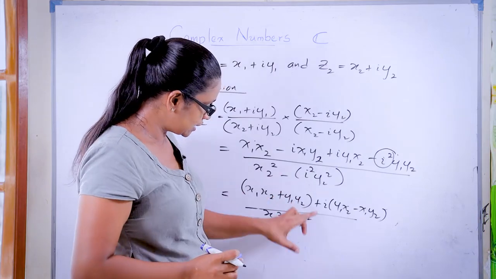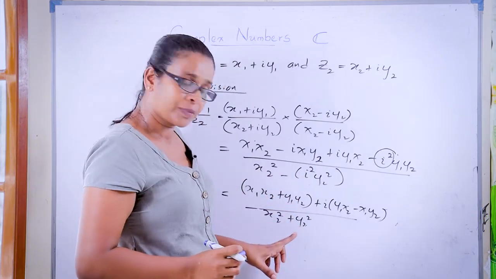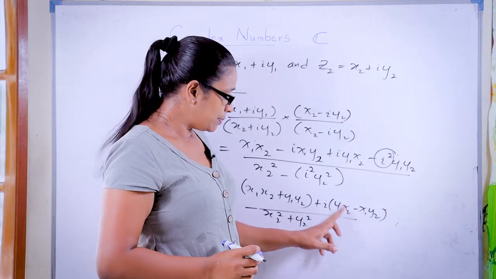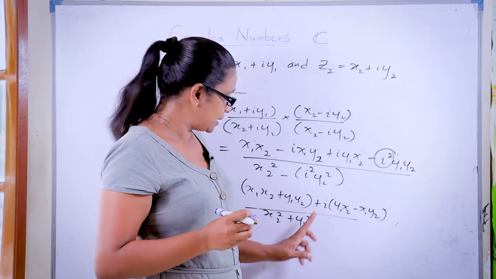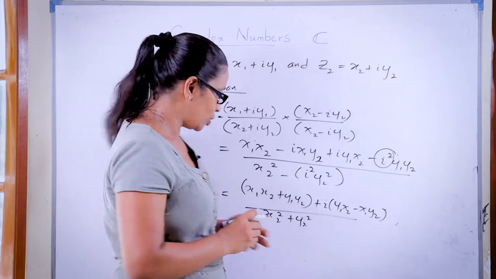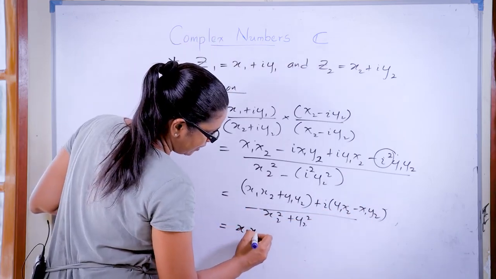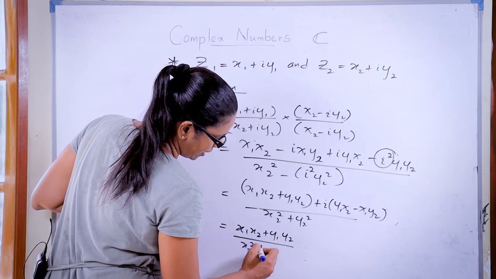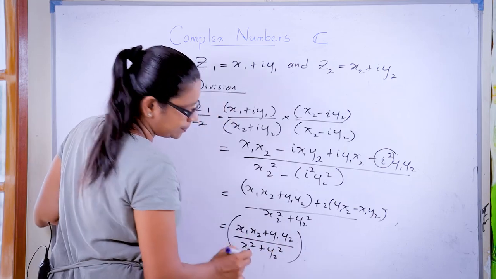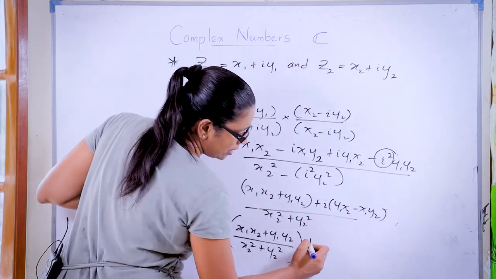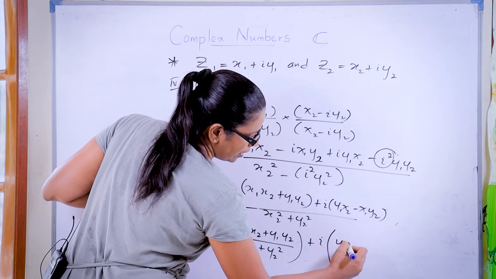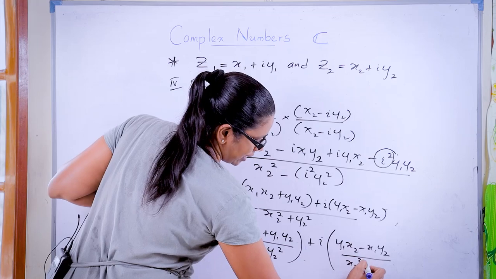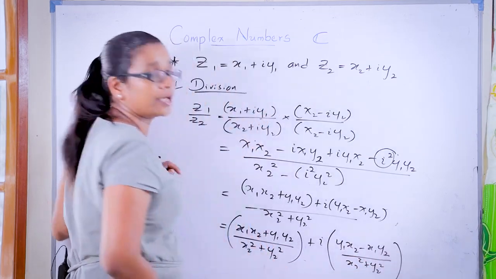So if you consider this one together, this is real. But when you consider this denominator with the term here, because of this i value here, it becomes imaginary. Okay, so you can write down (x1 x2 + y1 y2) divided by (x2 squared + y2 squared), and consider this one: i (y1 x2 - x1 y2) over (x2 squared + y2 squared).